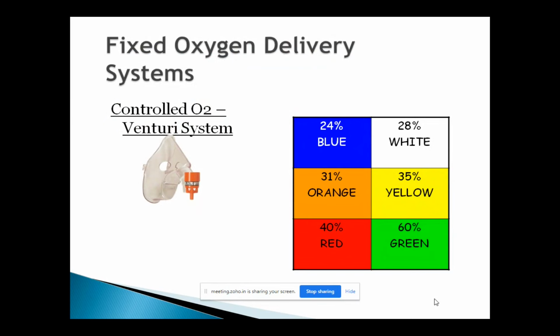So these are called Venturi systems. To simplify this, the manufacturers have come up with a really clever plan. All these devices are individually color coded. So if you find a valve which is blue, it is designed for 24% oxygen, a white valve is designed for 28, orange is designed for 31, yellow for 35, red for 40, and green for 60.